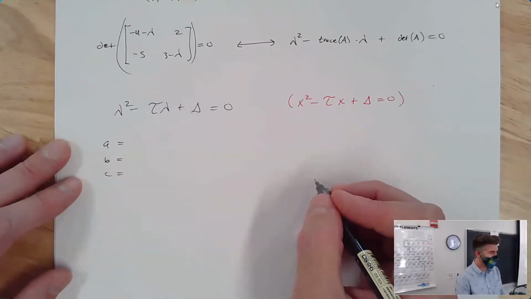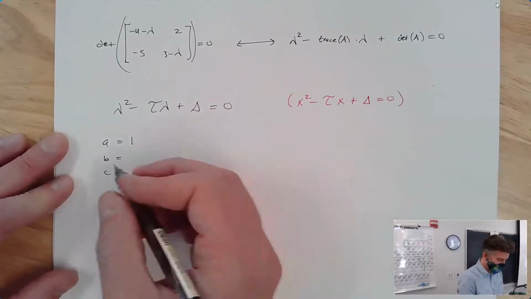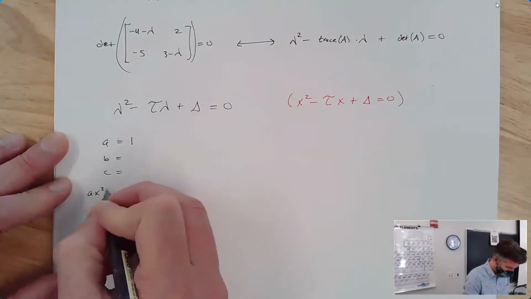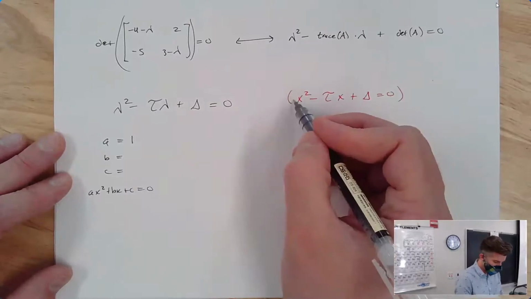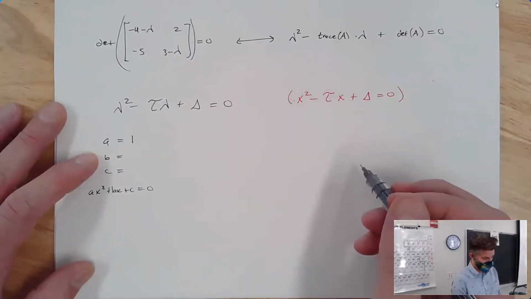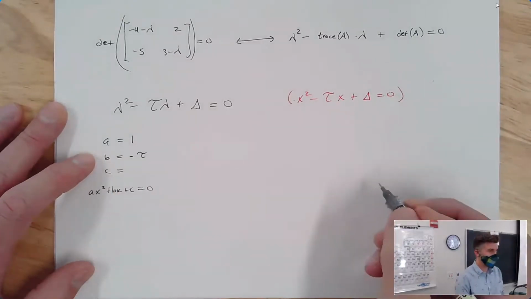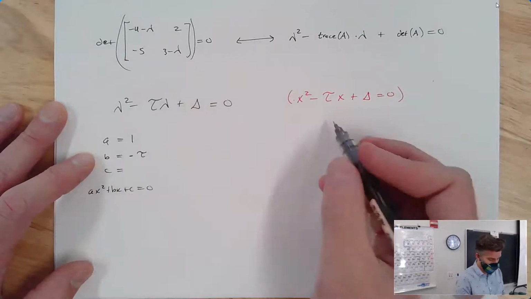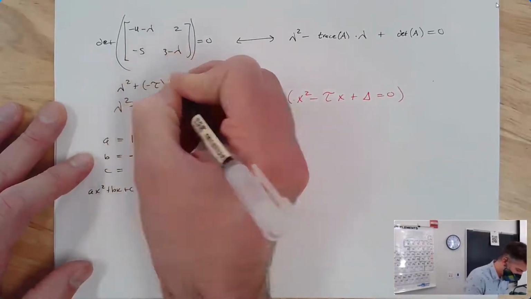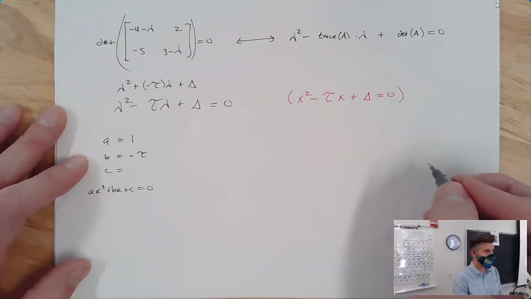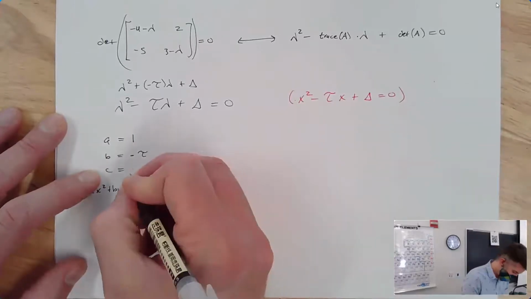What's A? 1. Right? Where we're thinking like ax squared plus bx plus c equal to 0. So A is 1. Okay, what's B? It's almost the trace. It's the negative of the trace, right? So I should probably write this as lambda squared plus the negative of the trace times lambda plus the determinant. And now what's the C value going to be? It is the determinant.